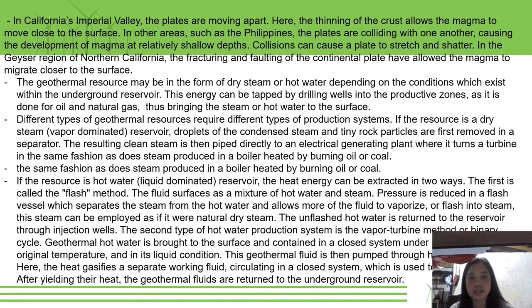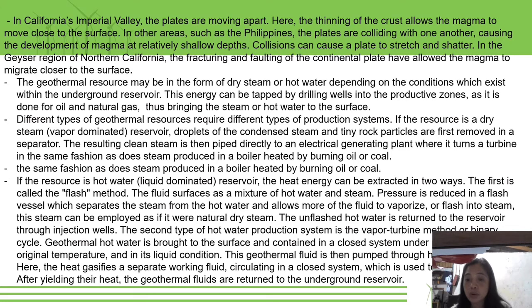In California's Imperial Valley, the plates are moving apart. Here, the thinning of the crust allows the magma to move close to the surface. In other areas, such as the Philippines, the plates are colliding with one another, causing the development of magma at relatively shallow depths. Collisions can cause plates to stretch and shatter. In the geyser region of Northern California, the fracturing and cooling of the continental plate have allowed the magma to migrate closer to the surface.